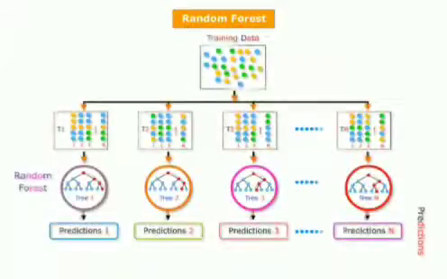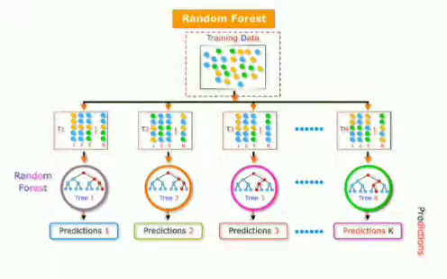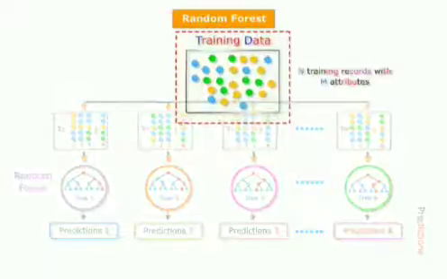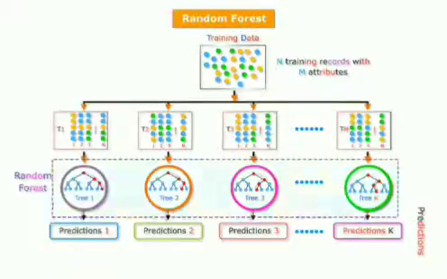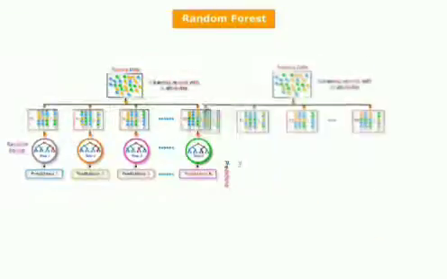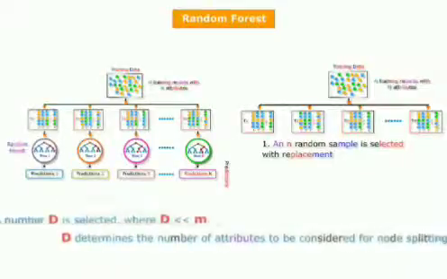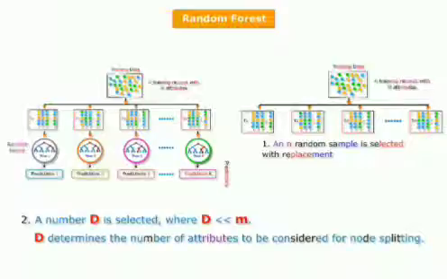Take a look at the steps through which the model works. If there are n training records with m attributes, and k is the number of trees in the forest, then for each tree, number 1, an n random sample is selected with replacement. This step is similar to bagging. Number 2, a number d is selected where d is much less than m. D determines the number of attributes to be considered for node splitting.